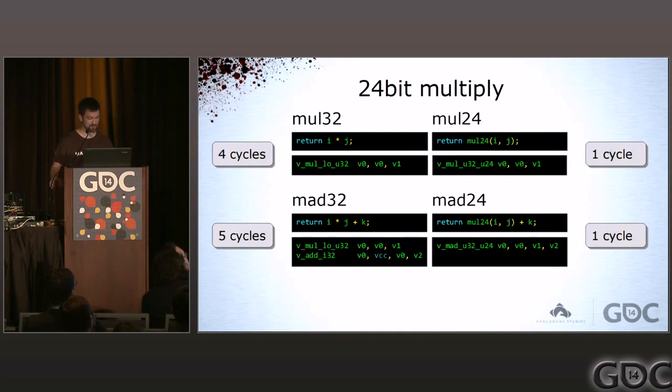So if you look at these examples here, if you do a 32-bit multiply like on the left hand side there, it's going to take 4 cycles to do that multiply. Whereas the 24-bit one takes a single cycle. And if you add that addition in the end with 32 bits, it's going to turn into 5 cycles, another cycle for that addition, whereas this baked into the instruction is still only a single instruction if using the 24-bit instruction instead.